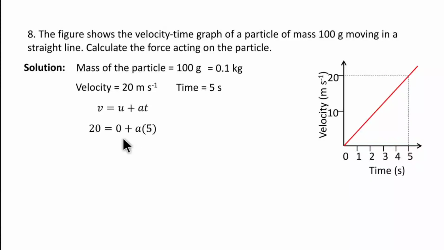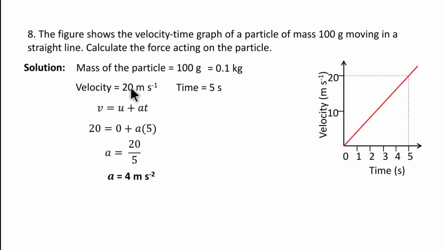So 20 is equal to 0 plus a into 5, that is 20 is equal to 5a, or a is equal to 20 by 5, 5 goes down as a denominator. So 20 by 5 is equal to 4 meter per second squared. So this is the acceleration that the particle has acquired. So 4 meter per second squared is the acceleration of the particle.